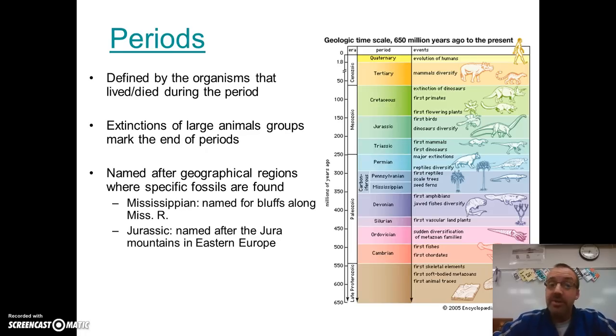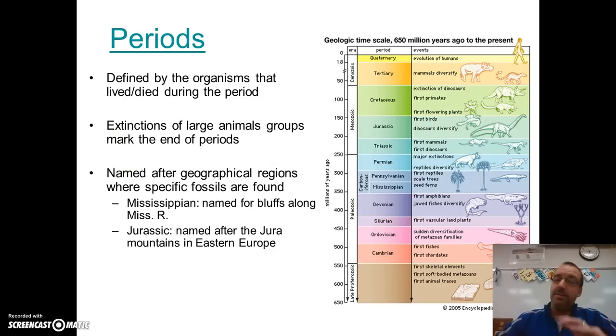And we can take the eras and break them down into time periods. Now, time periods are a little different because they're a lot more specific. They include a smaller period of time, so we can be more specific with the things going on during a time period. They're defined by the organisms that lived and died. So over here on the right, you can see some very important organisms that evolved during that time period. And then some individual species of those organisms may become extinct. And that is what marks the end of a geologic time period.